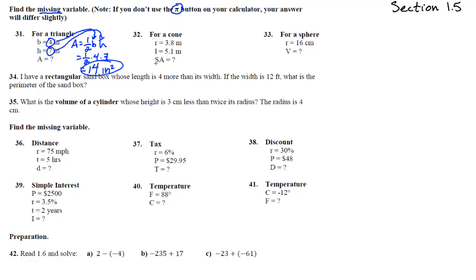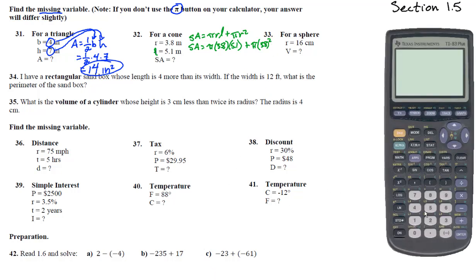Number 32. For a cone, we need one that has surface area, radius, and then this L. I think it's a little script L in the formula. So it is, let's write it out, surface area is pi RL plus pi R squared. Let's put in everything we have. The SA is going to equal pi times 3.8 times 5.1 plus pi times 3.8 squared. Let's plug that in the calculator. That's going to be pretty tough.